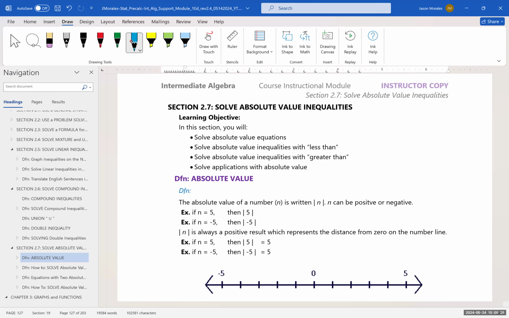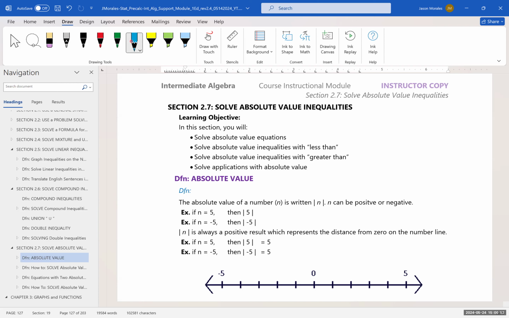So the next section to be covered is going to be solving absolute value inequalities. So first of all, what's an absolute value? The absolute value of a number is written with these two vertical bars. I think they're called pipes in some programming languages. So there are two vertical bars around a number.